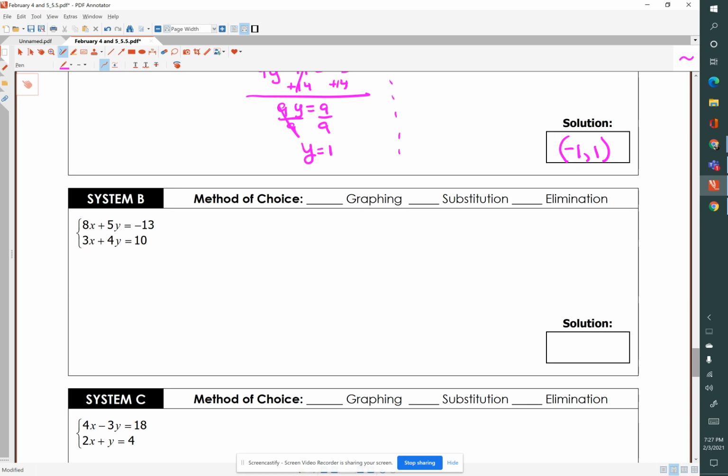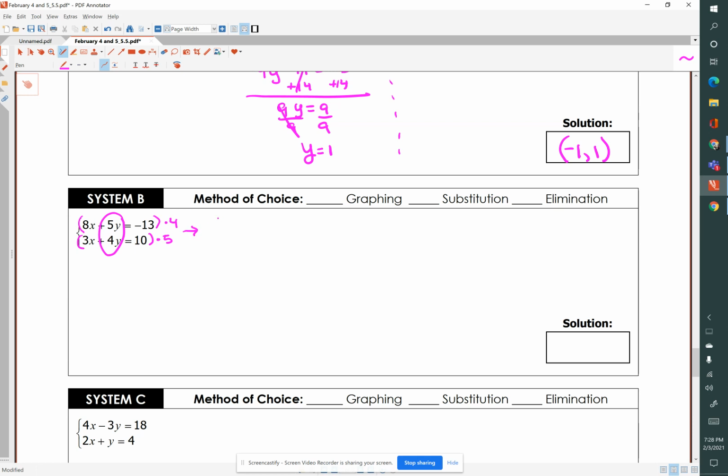For the second system, I'm looking at 8x plus 5y equals -13, and 3x plus 4y equals 10. And I think I'm going to work with this 5y and 4y. So what is the least common multiple of 5 and 4? That would be 20. So I'm going to multiply the first equation times 4, and the second equation I'll multiply times 5, and let's rewrite those.